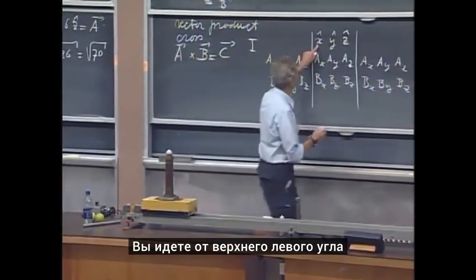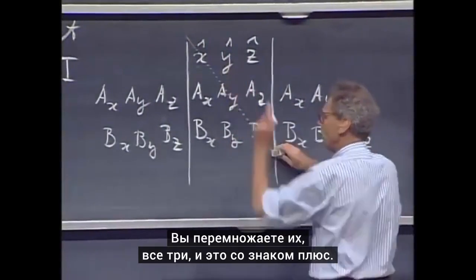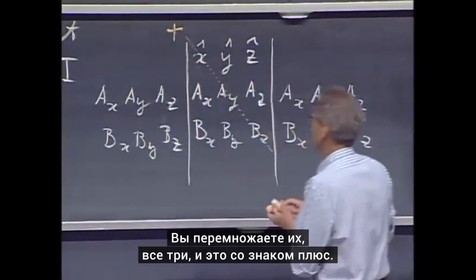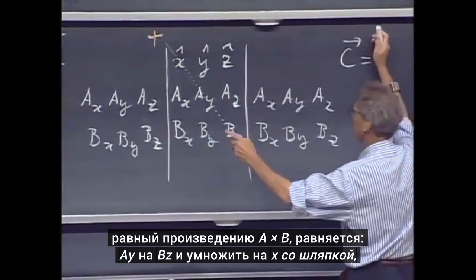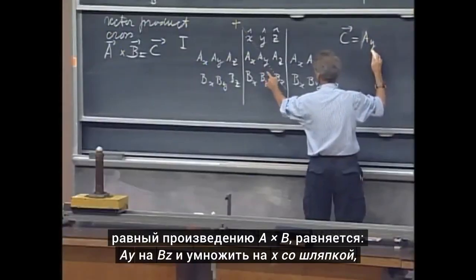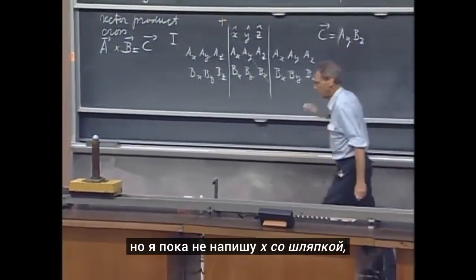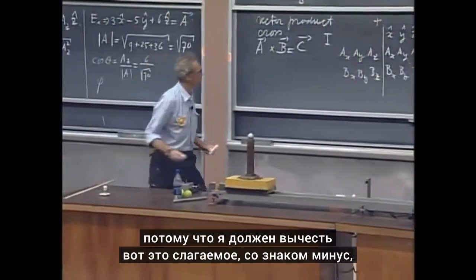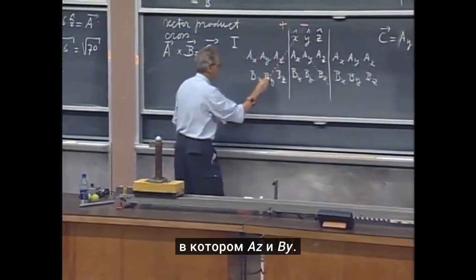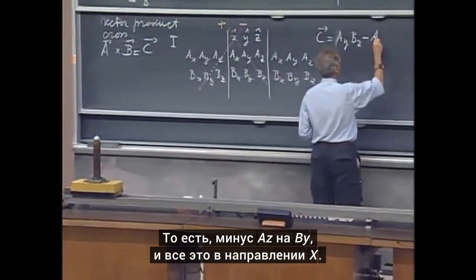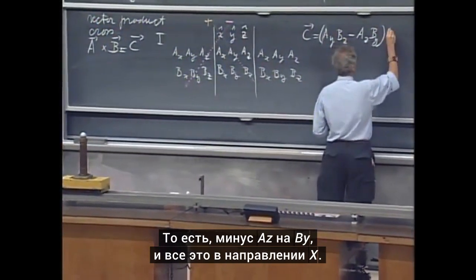You go from the upper left-hand corner to the one in this direction. You multiply them all 3, and that's a plus sign. So you get C, which is the A cross B, equals AY times BZ times the X roof. But I'm not going to put the X roof in yet, because I have to subtract this one, minus sign, which has AZBY. So it is minus AZBY, and that is in the direction X.